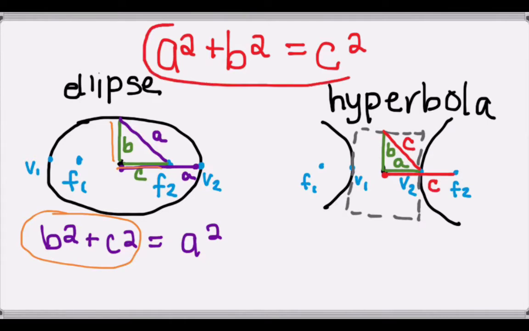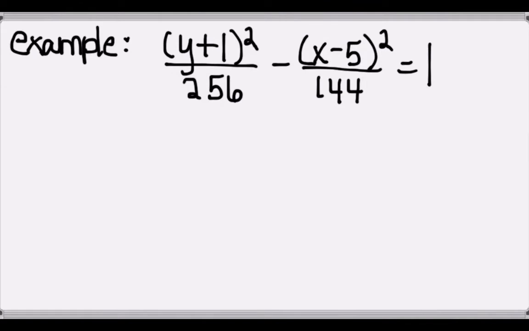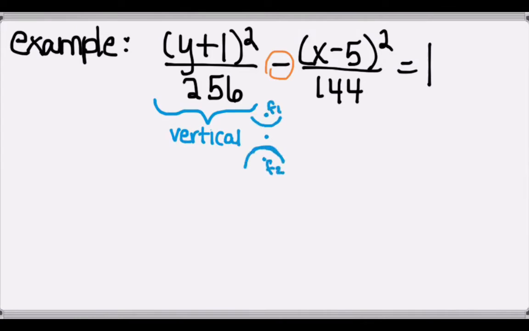So for that reason, when we're working with a hyperbola, we would do a squared plus b squared is equal to c squared. Now let's look at this example. And I hadn't mentioned this before, but just to mention it now, the difference in the equations from an ellipse to a hyperbola is just that subtraction is used. So first I'd notice that since the y value comes first, that means we're going to be dealing with a vertical hyperbola that opens upwards and downwards.